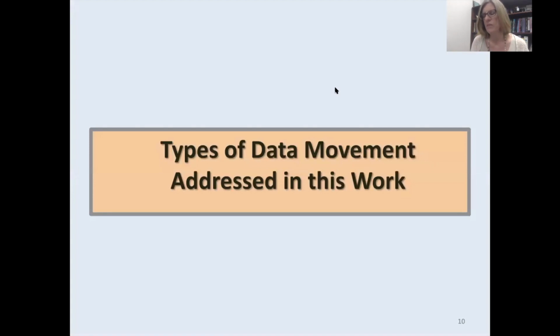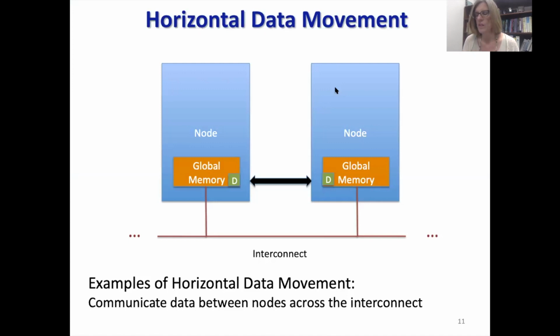But let's first take a brief detour to clarify the types of data movement this work addresses. To program the earliest cluster-based supercomputers, the primary concern was data movement horizontally across a network from one node's global memory to another's. The thinking was that processors were getting faster following Moore's law, and so we designed programming systems that tried to minimize both the amount of communication and, more importantly, its frequency.